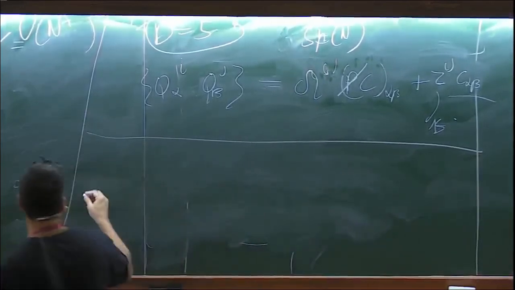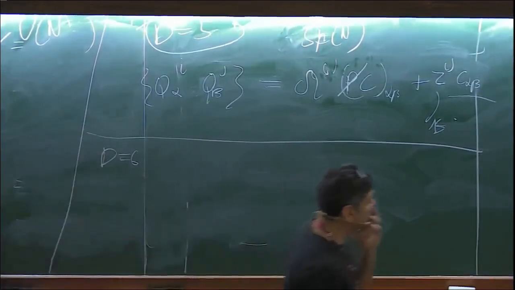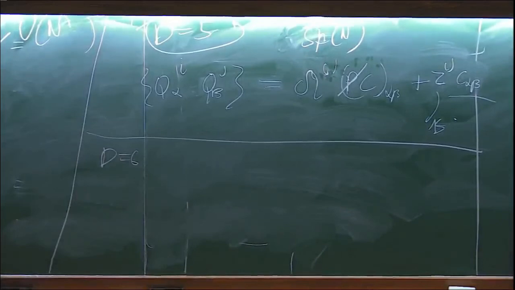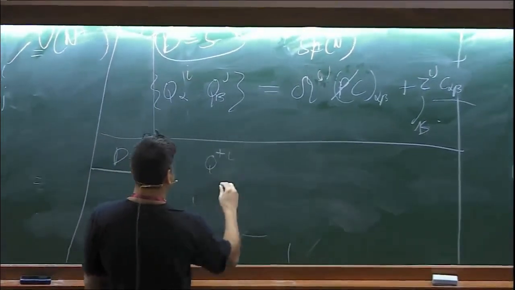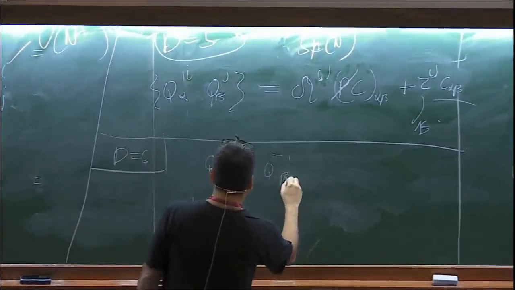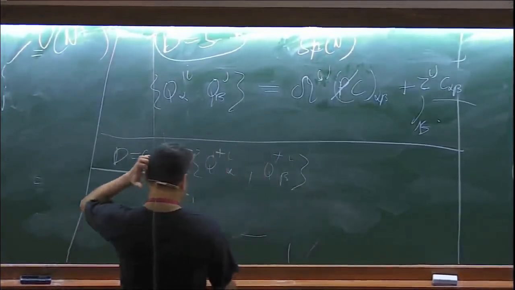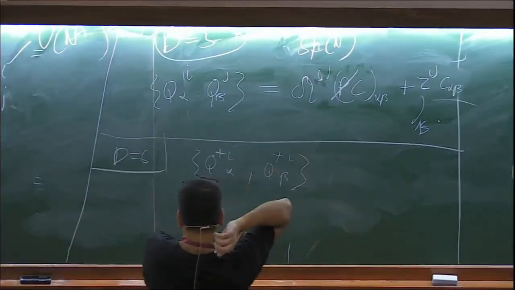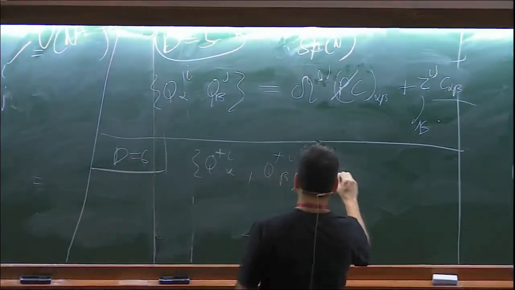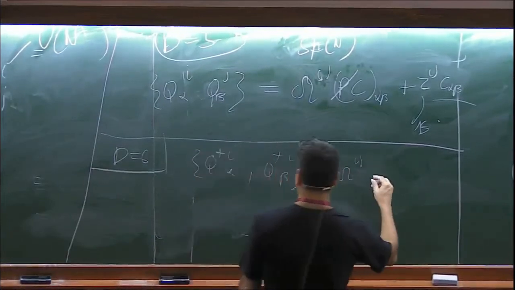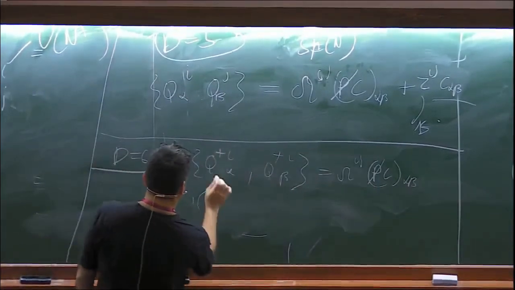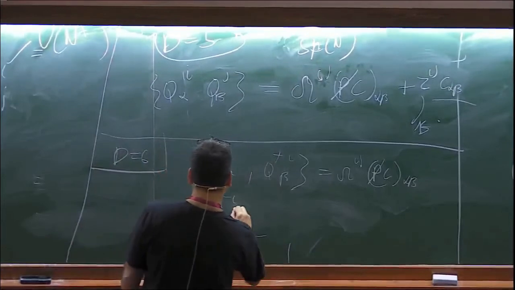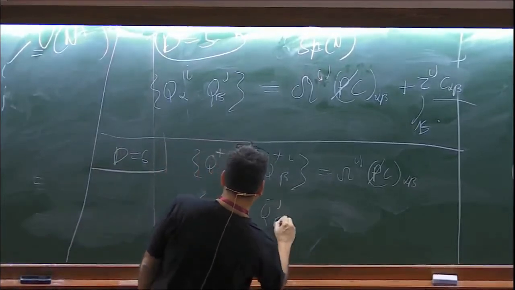And the last one I'll write down is D equal to 6. The spinors are not interchanged, but they're pseudo-real. Okay? So what does the algebra look like? We have Q plus i alpha, Q plus j beta, and the anticommutator of Q plus i alpha with Q plus j beta is equal to omega ij P slash C alpha beta, and similarly for Q minus i alpha, Q minus j beta.